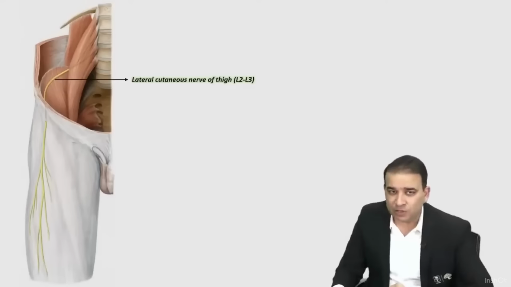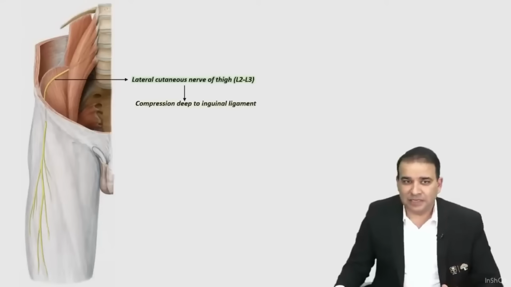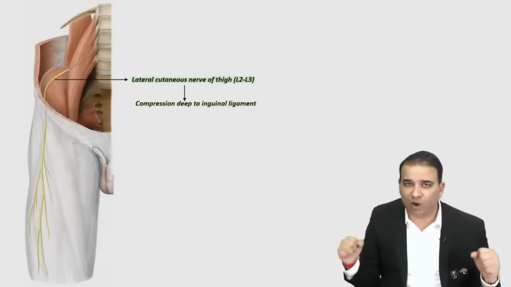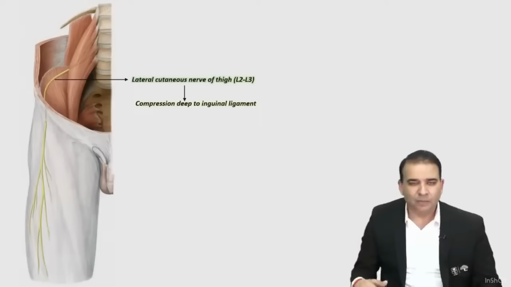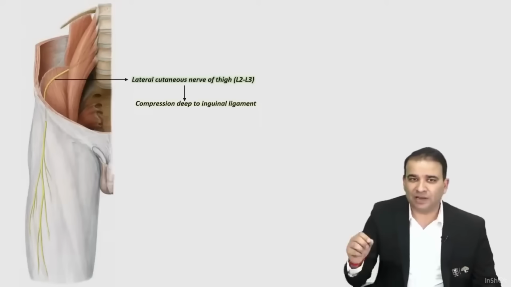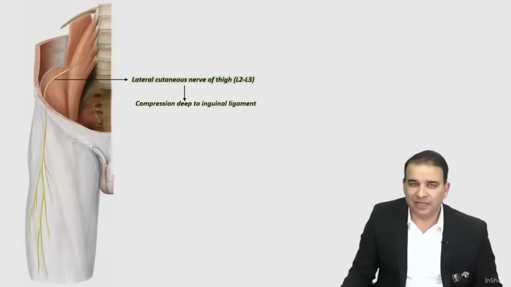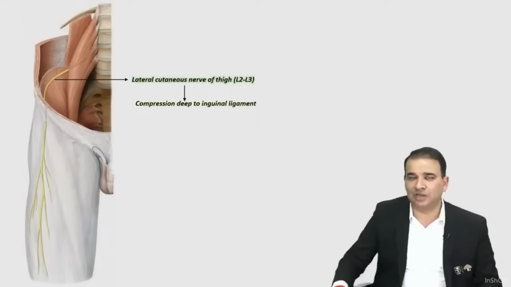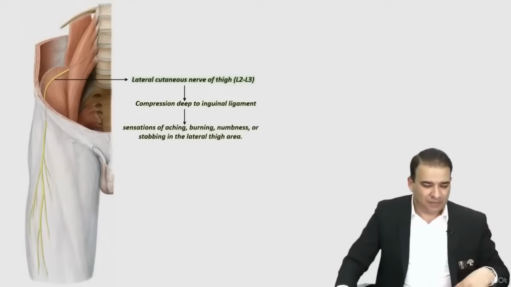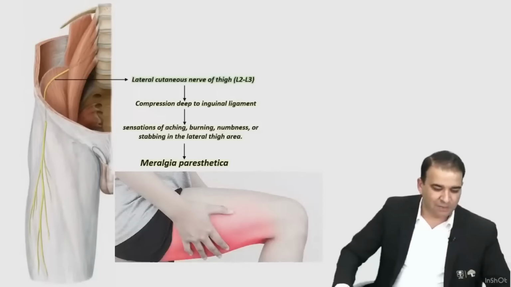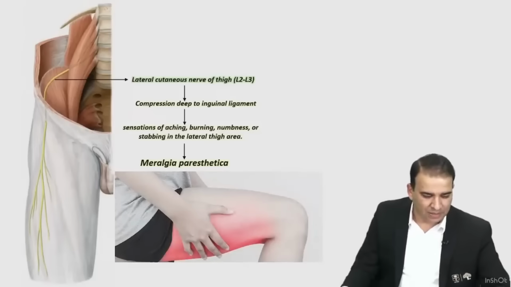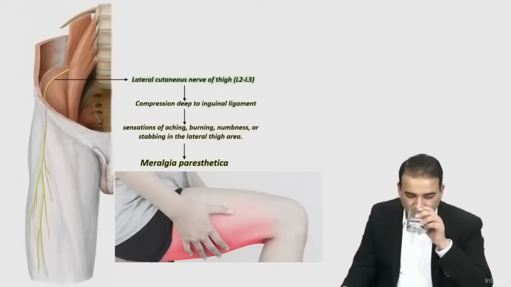And this lateral cutaneous nerve of thigh, if it gets compressed deep to the inguinal ligament, like in extreme squatting, if you go in a deep squat, prolonged lithotomy position, or any condition, if the nerve gets compressed over there, that will cause a burning and tingling sensation on the lateral side of the thigh. That is called meralgia paresthetica. Wonderful. That is meralgia paresthetica. You all smart people, you know this.